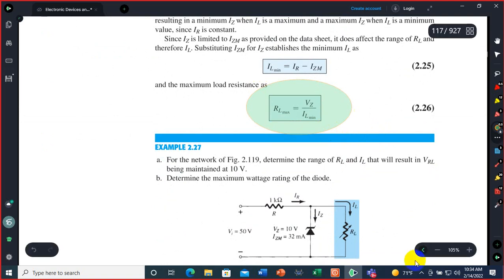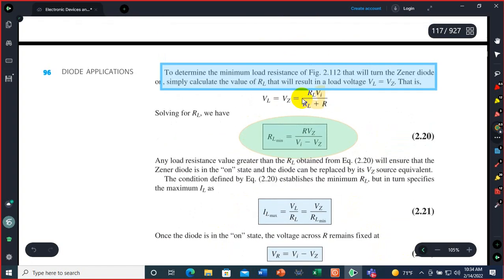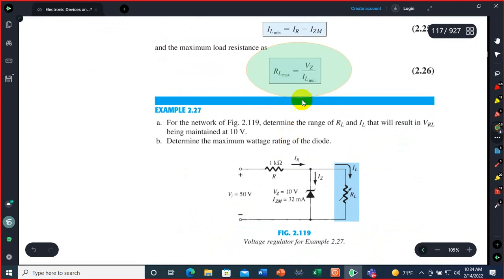Okay, so let's do the example. In this case, our source voltage is fixed, but we are varying the load resistance, and we know the range. Two questions: the minimum value and the maximum value. Within this range, the circuit will be on and will operate properly.